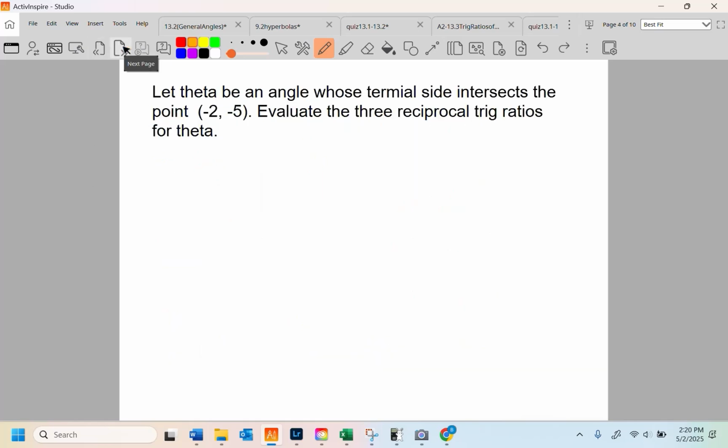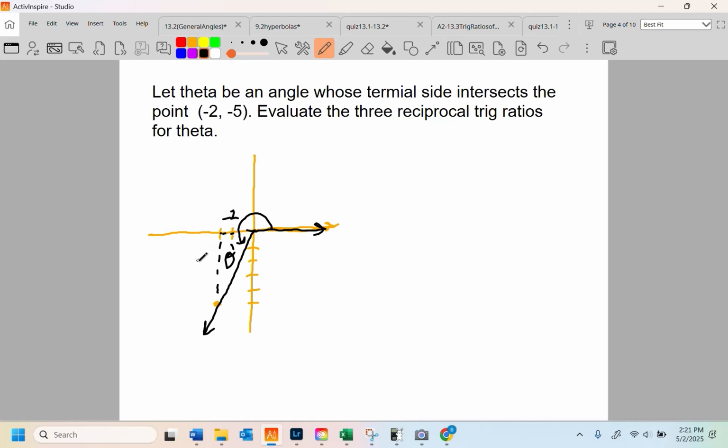All right, let theta be an angle whose terminal side intersects the point -2, -5. So this angle is going to terminate in quadrant 4. It's going to go back 2 and down 1, 2, 3, 4, 5. It's going to be right here. And again, the angle would look like this, and it would rotate clockwise. But the angle that I want, which I'll just call theta prime, is formed with the x-axis. And I went back 2 and I went down 5.